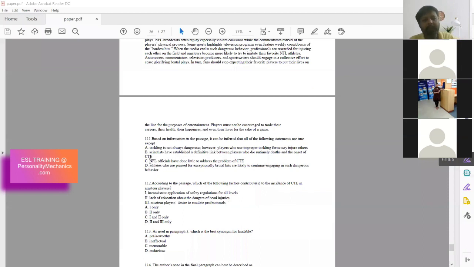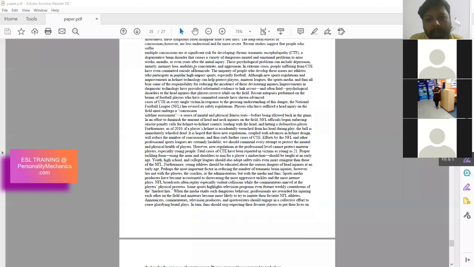NFL officials have done little to address the problem of CTE. Oh, this is something that is quite the opposite. See, when I was reading here, it says, NFL officials began enforcing stricter penalty calls for helmet-to-helmet contact, leading with the head and hitting a defenseless player. So in that case, I believe much has been done, and thus curb further cases of CTE.